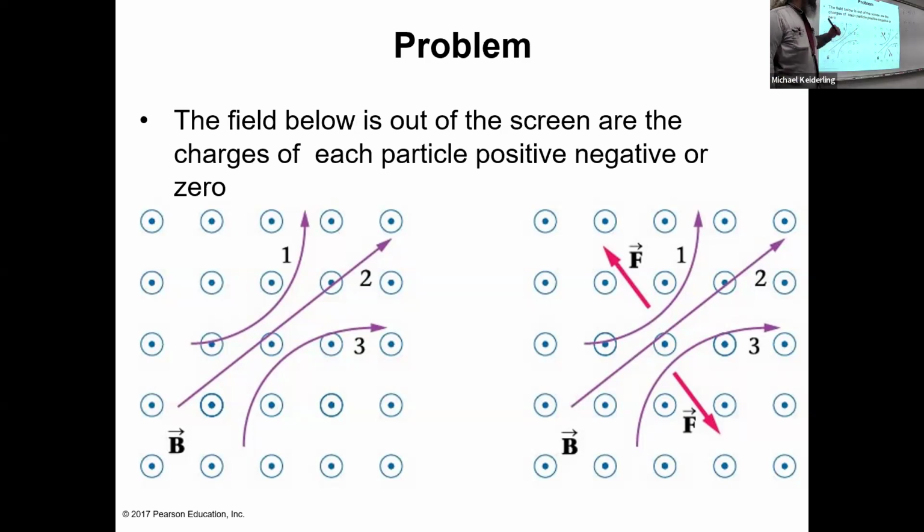So, looking at these, do you think the charge of 1 is positive, negative, or 0? Remember, right-hand rule: point your fingers in the direction of the velocity, bend them in the direction of the magnetic field, and your thumb will point in the direction of the force on a positive charge.